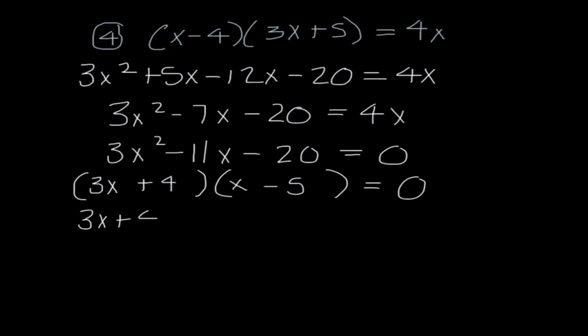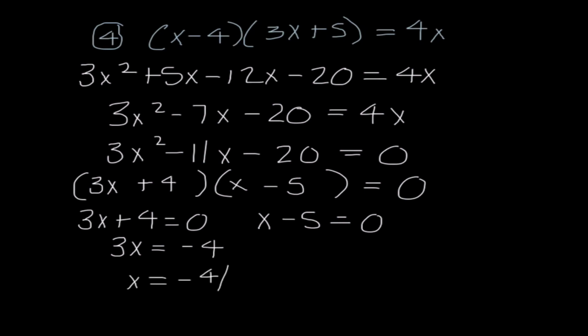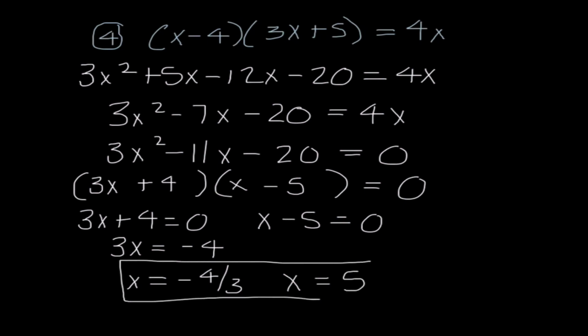So now I'm going to set these factors both equal to 0. And I keep using this term factors. This is what we call a factor. Okay, hence factoring is writing it as a product of factors. So when I solve this, I get 3x equals negative 4. So x is equal to negative 4/3. And I also get x is equal to 5. So I know that those are my 2 solutions. Those are my 2 zeros. Or we could think of them as x-intercepts or roots.